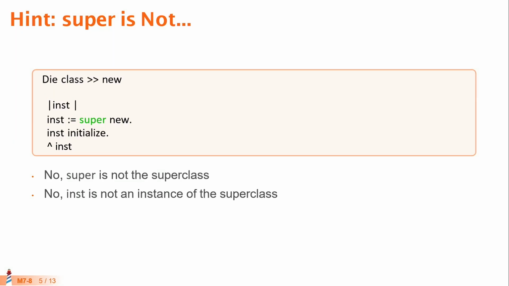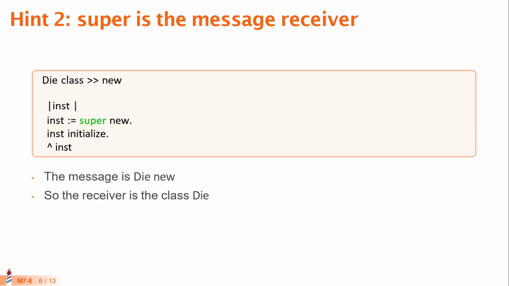So some hints. Super is not the superclass. Remember that before, when we saw super, it was never the superclass of the object, or the superclass of anything. It's neither the instance of a superclass nor the instance of the superclass of whatever. Also, remember that super is the message receiver. So that means that somehow super and self are the same object. They reference the same object.